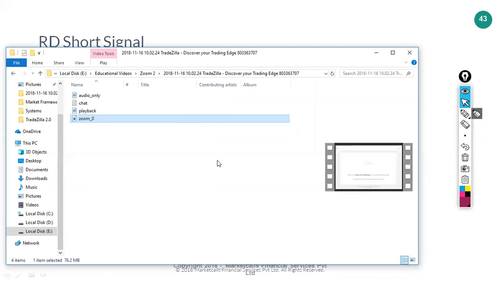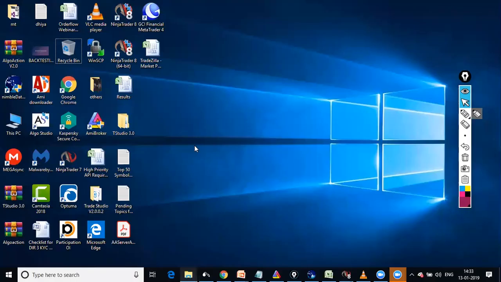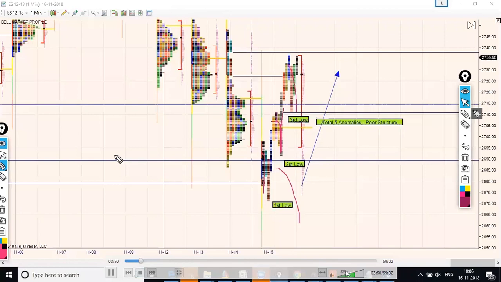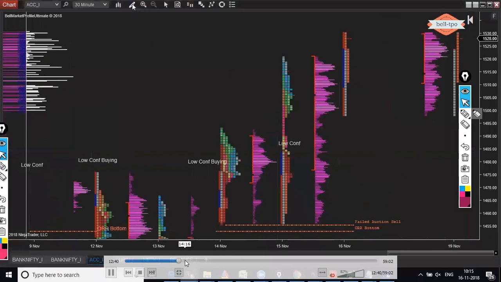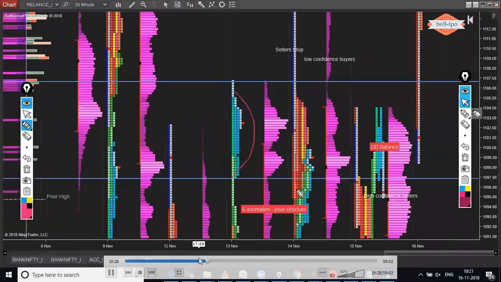It's the same similar pattern. That's completely over by end of the day. So I'm going to mute it for some time. This is Nifty. Reliance. Yeah, here. If you look into the Reliance, let me run this.